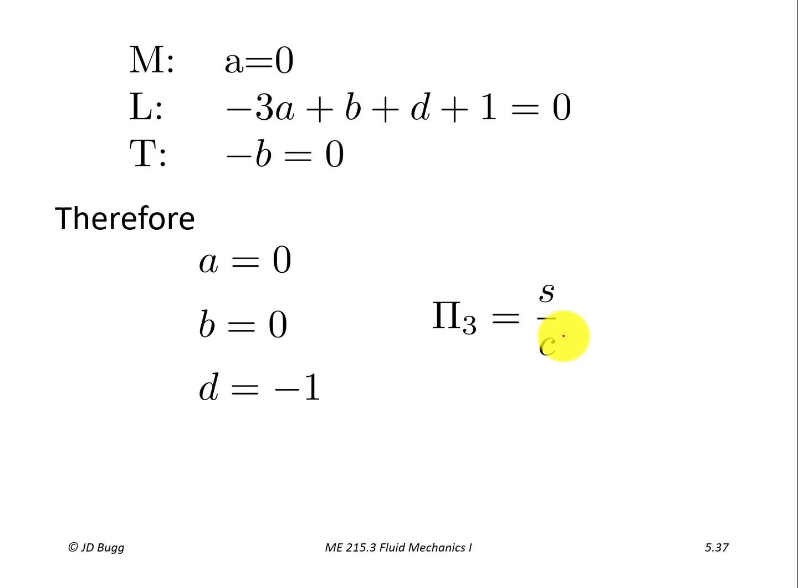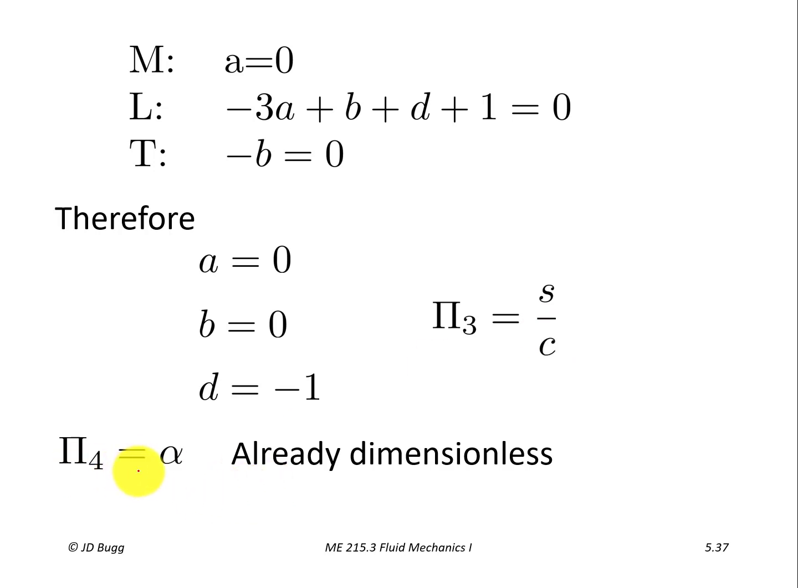Now pi 4. The other reason that I've chosen this example is if we go back and look at the other variable that we added, we realize it's the angle of attack. Well, what are the dimensions of an angle? Remember our 4 fundamental dimensions: mass, length, time, and temperature. Well, what are the dimensions of the angle alpha? Alpha, an angle, does not have any dimensions. So alpha is already a dimensionless number, so pi 4 in fact is just equal to alpha.